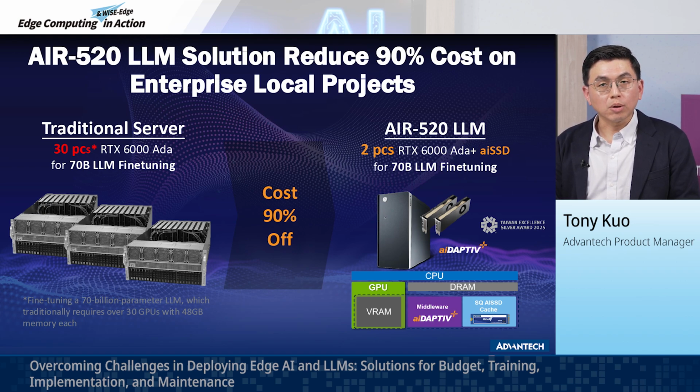Many companies are dealing with a limited budget when it comes to AI. That's where our solution comes in. We integrate adaptive technology to take on this challenge. Let's take a Llama 70 billion model as an example. You can reduce the cost from $300,000 on traditional servers down to just $30,000 with our solution. It totally cuts down the entry barrier.